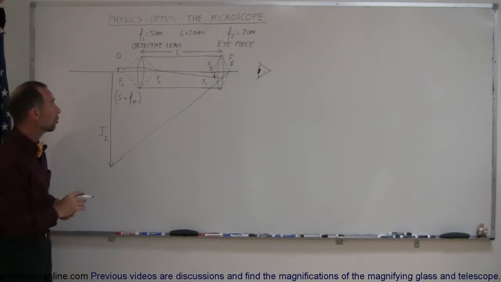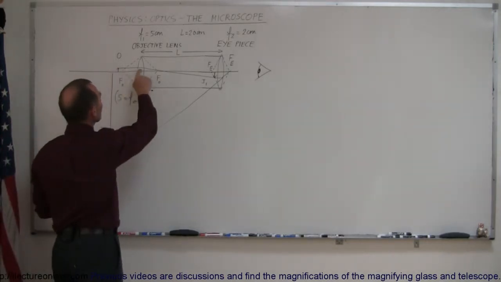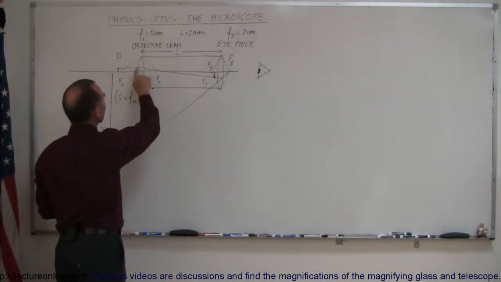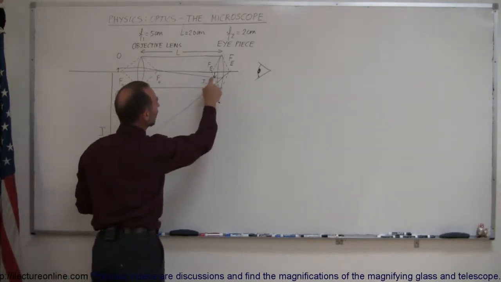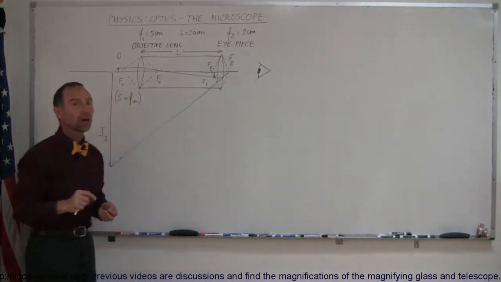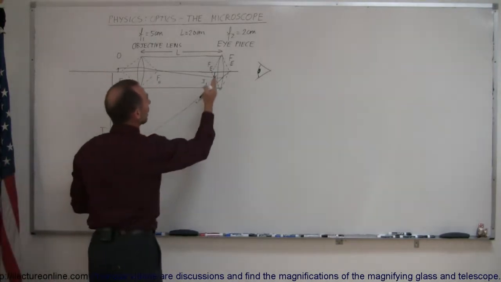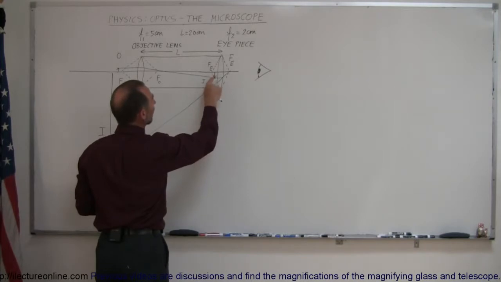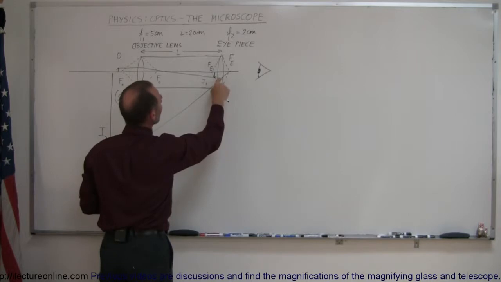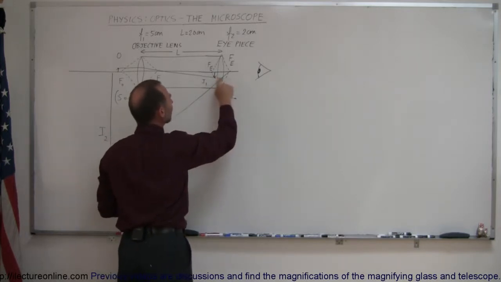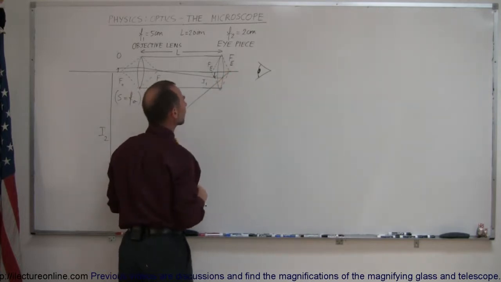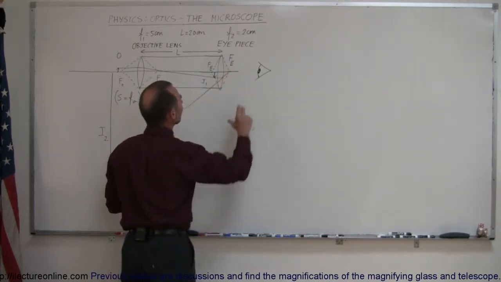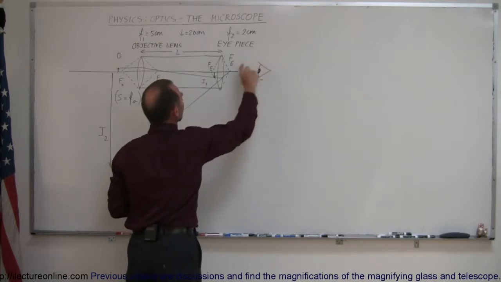So if we assume that to be true, then we have the ray coming through here parallel to the optical axis. It bends, goes to the focal point on the other side, and forms an image. And again, you want to form the image just inside the focal point of the eyepiece. Then this ray will continue to the eyepiece, and when it gets to the eyepiece, it will then come back and go to the focal point of the eyepiece.